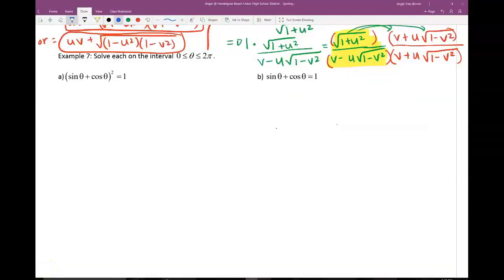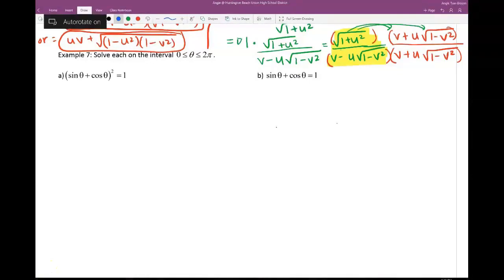All right, guys, this is example 7 in section 7.5. Yay, it's the last one.